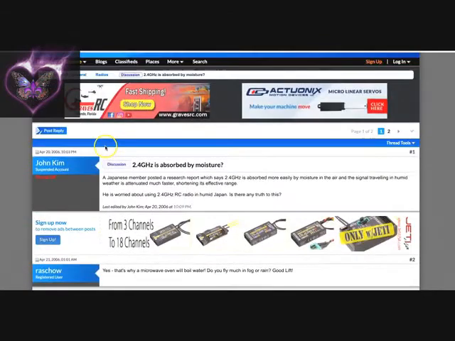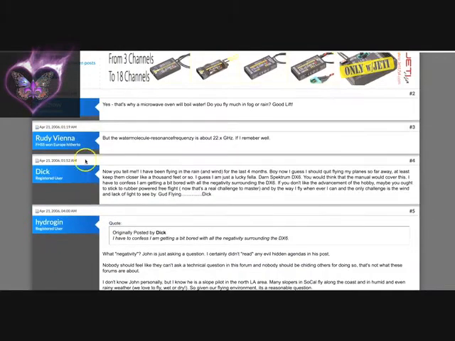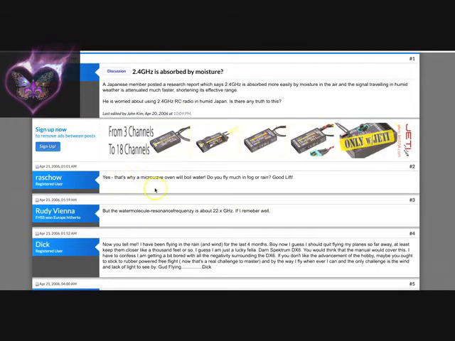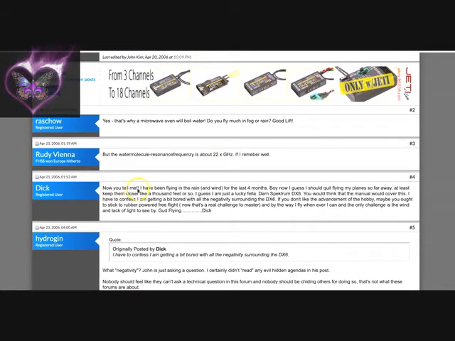This is interesting. This is an RC group, right? This guy, yes, that's why a microwave oven will boil water. Do you fly much in fog or rain? Good luck. But the water molecule resonance frequency is about 22 gigahertz. Well, now you tell me.